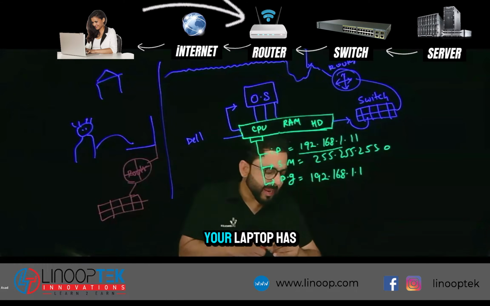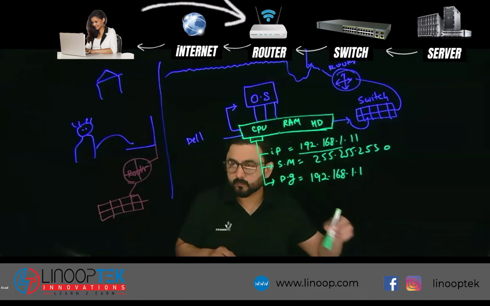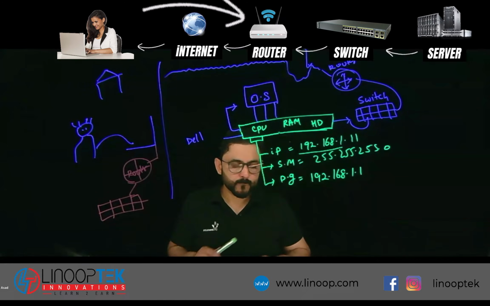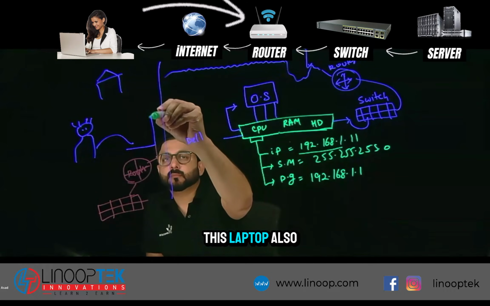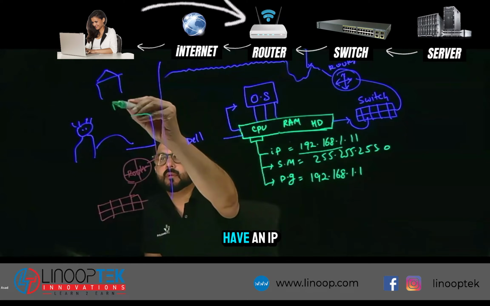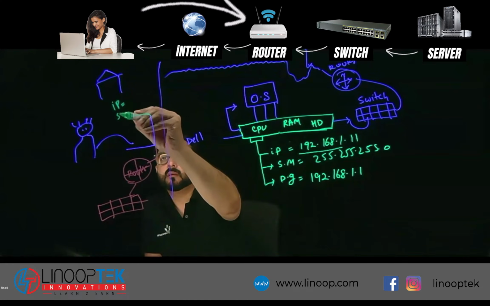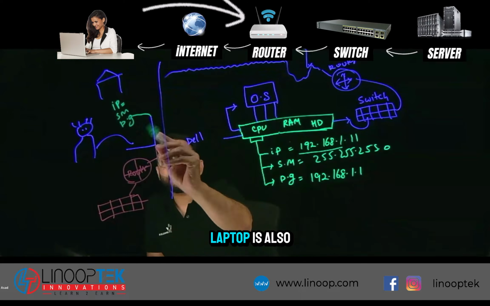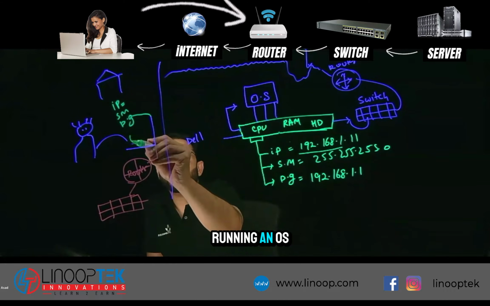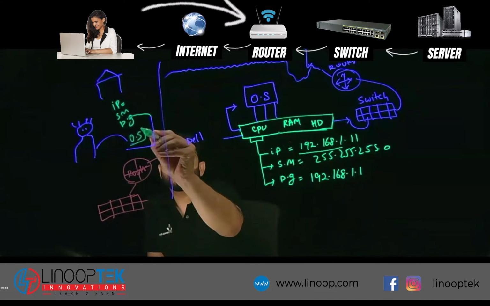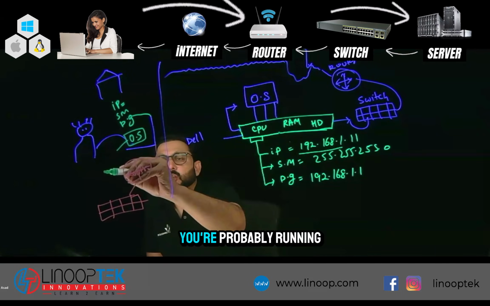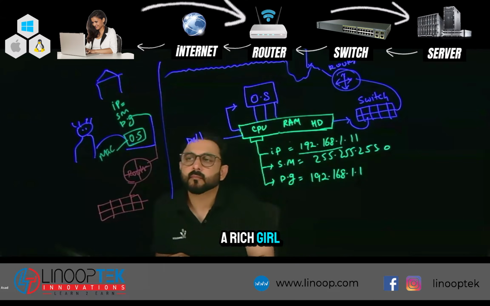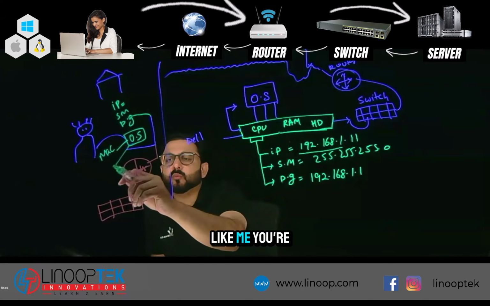And guess what your laptop has, ladies and gentlemen? What does this laptop have on the other end? This laptop also has an IP address, subnet mask, default gateway. This laptop is also running an OS. In this case, you're probably running Mac if you're a rich guy, a rich girl. And if you're an average Joe like me, you're probably running Windows.